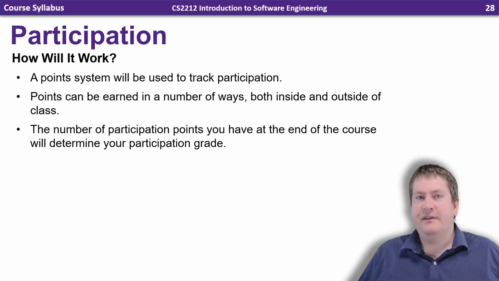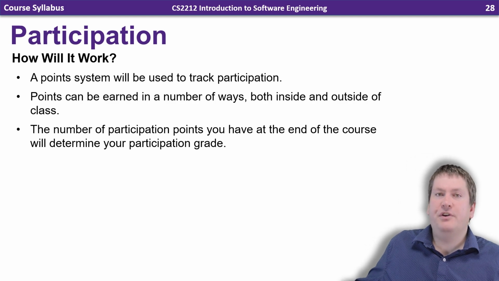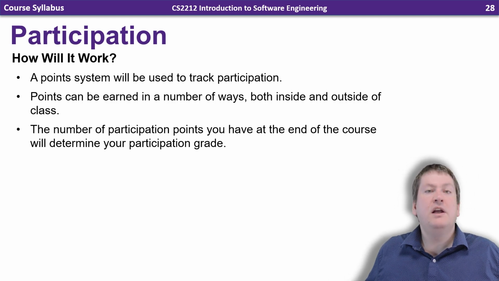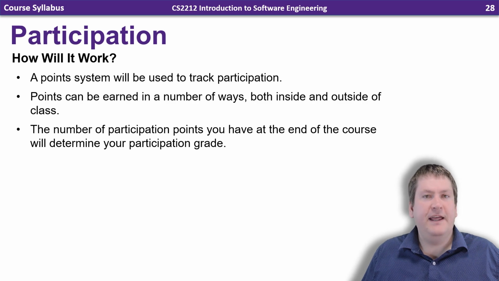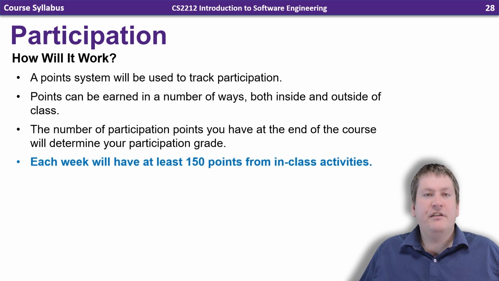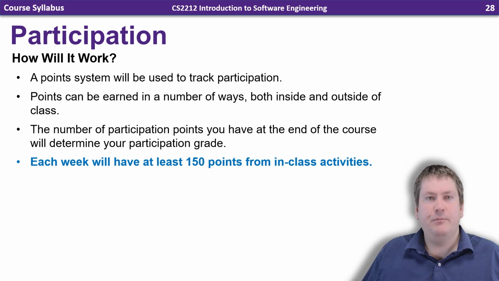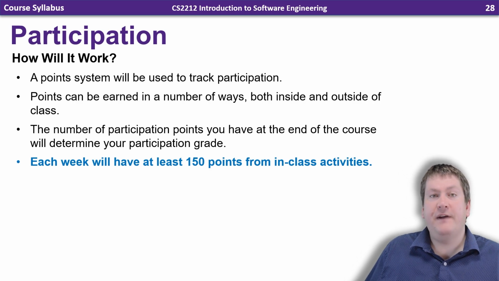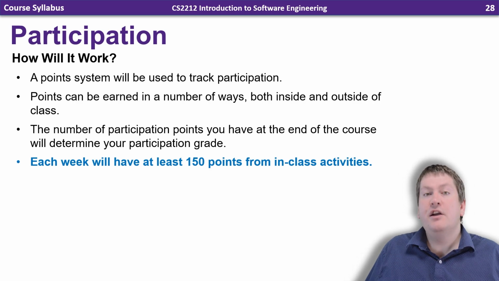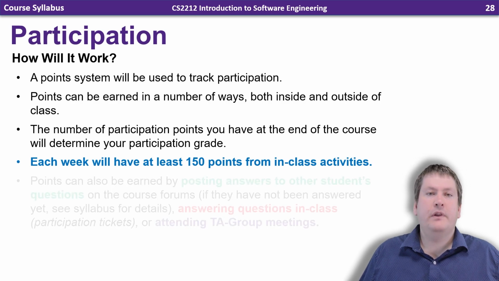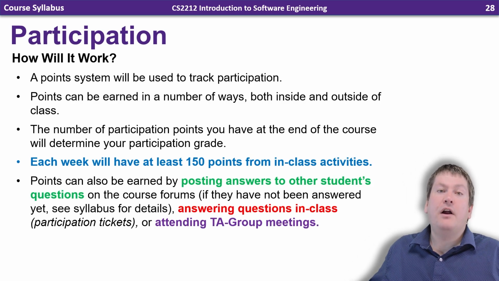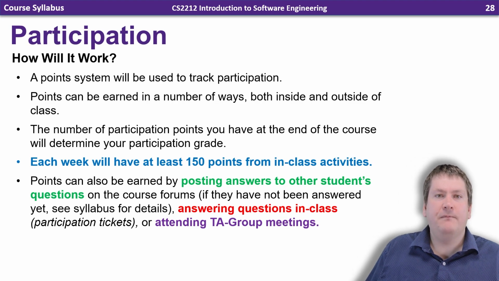But note that this isn't simple division. It's not your participation points divided by the total available. It's going to use a table, and we'll see that in a second. So each week we'll have at least 150 points available from in-class activities. And this will be the primary way that you earn participation points for this grade. In fact, you can earn the full participation grade just from going to the Monday class and being an active participant. However, we also offer other ways for you to earn points to make up for that.